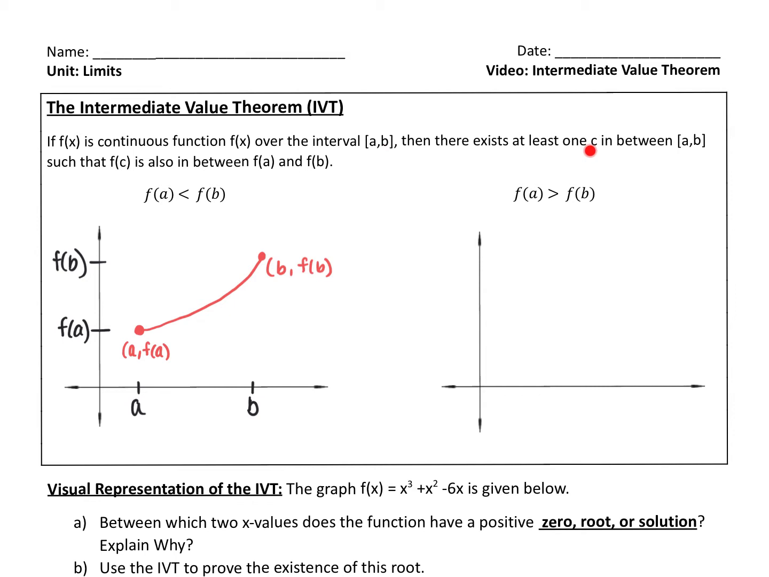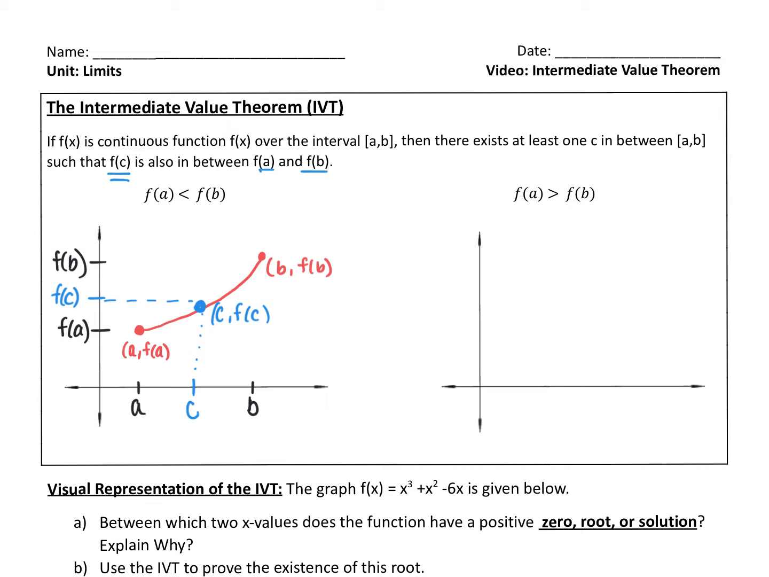Then there is going to exist one c value in between a and b, such that f of c, let's just say f of c is here, is also going to be in between f of a and f of b. That kind of makes sense, right? This is your other point, c comma f of c. So if I have a continuous function, where a and b are the endpoints of the interval, there is going to be a c value such that f of c will be in between the given two y values.